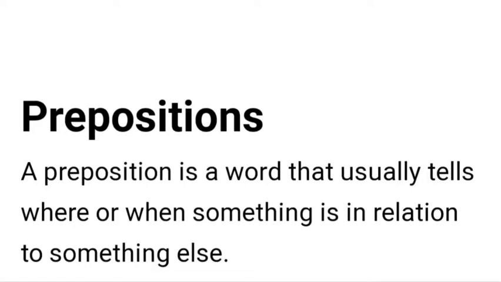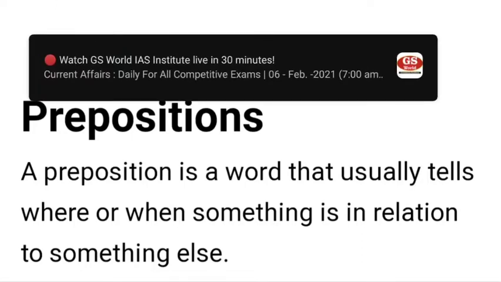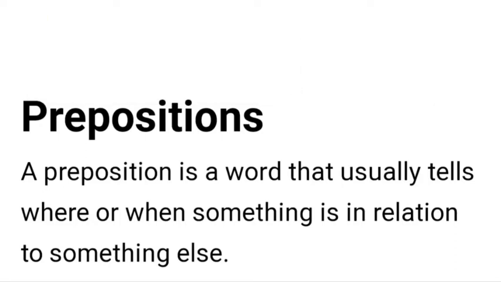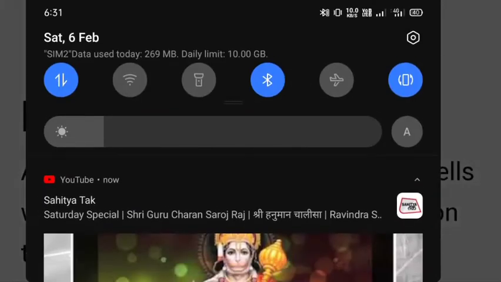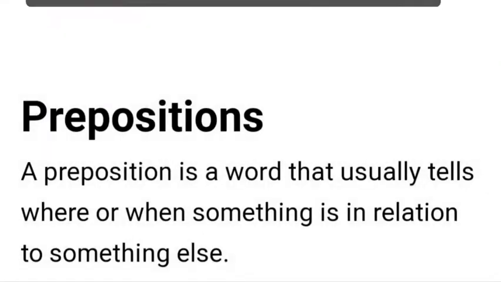The relation is identified through the preposition, and it tells us where or when something is relating to the other thing. Okay, preposition basically tells us about the position. Where or when. A preposition is a word that is added before and tells us about the position, about when or where.